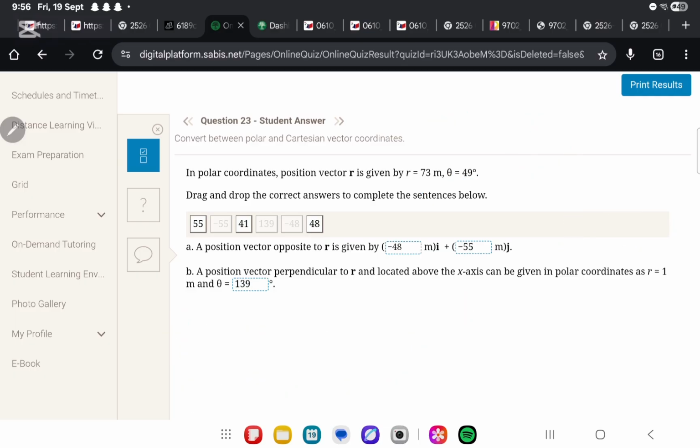Now, don't concern yourself with the fact that it says r equals 1. It didn't say that the vector perpendicular to r has to have the same magnitude as r. Here's why. Because look, they want the vector fully above the x-axis.